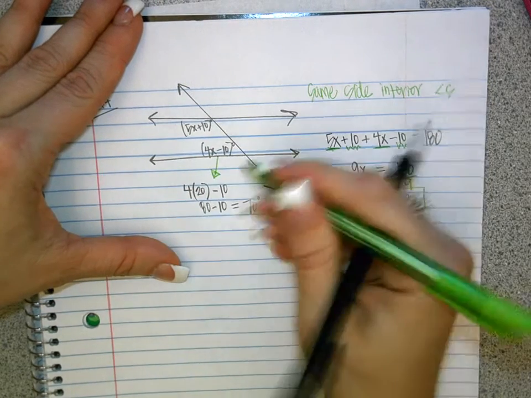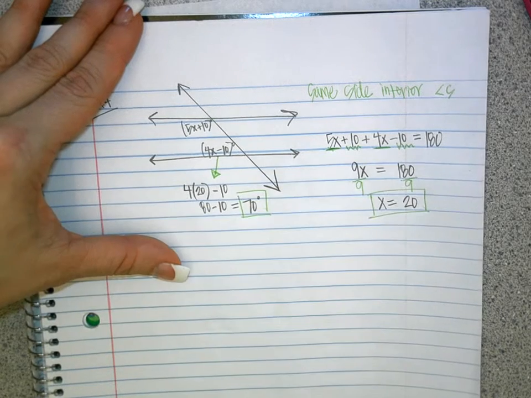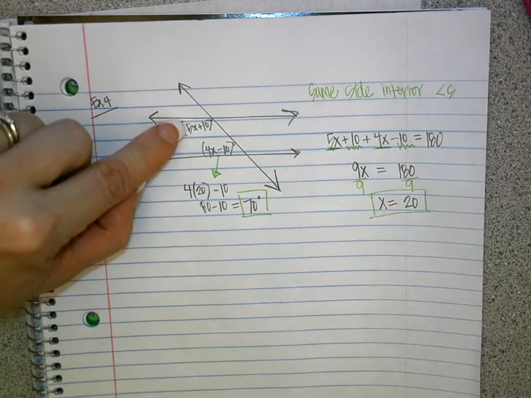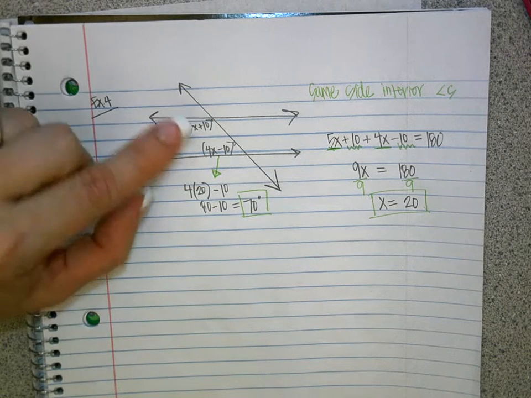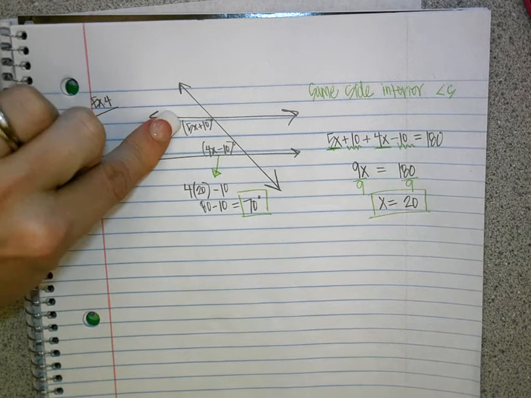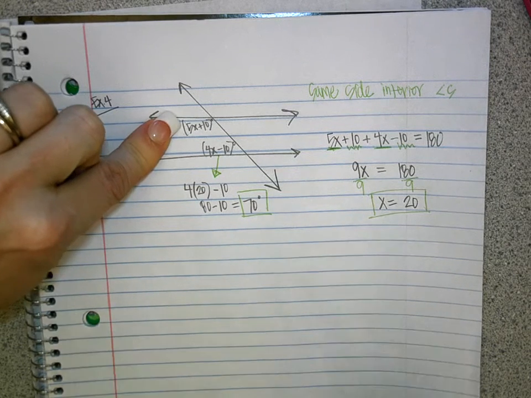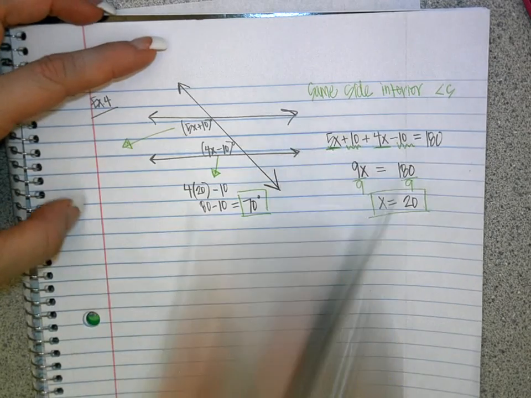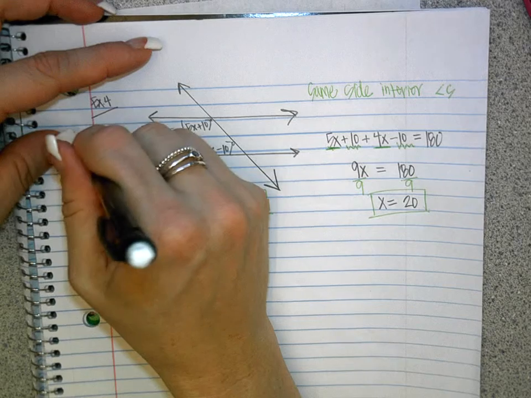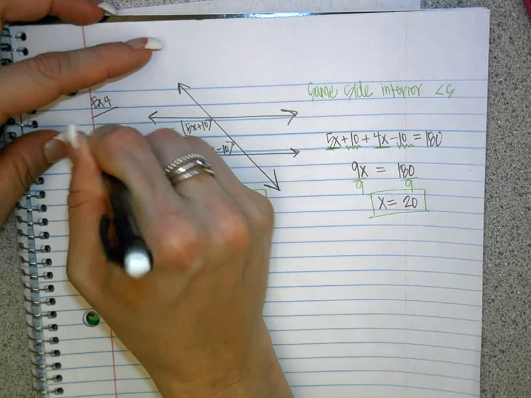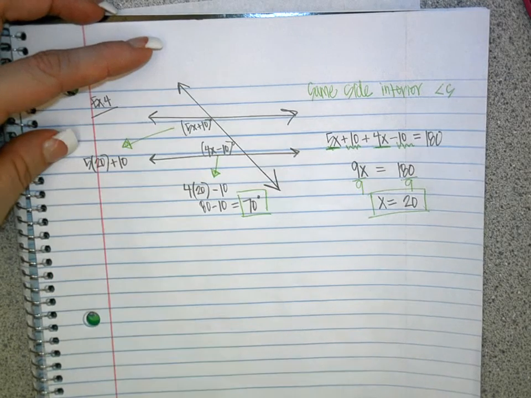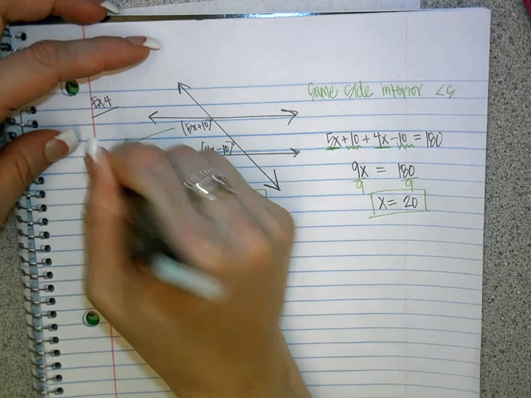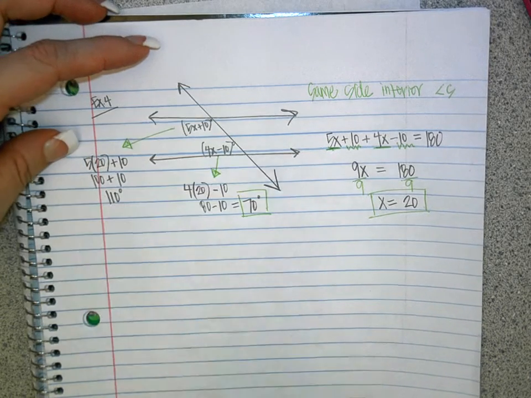Now, are you done? No. Why are you not done? Because these aren't equal to each other. Okay, so you actually have to find this one as well. Okay, so if you plug into that one, you're going to get 5 times 20 plus 10. 5 times 20 is 100. Plus 10 is 110 degrees.